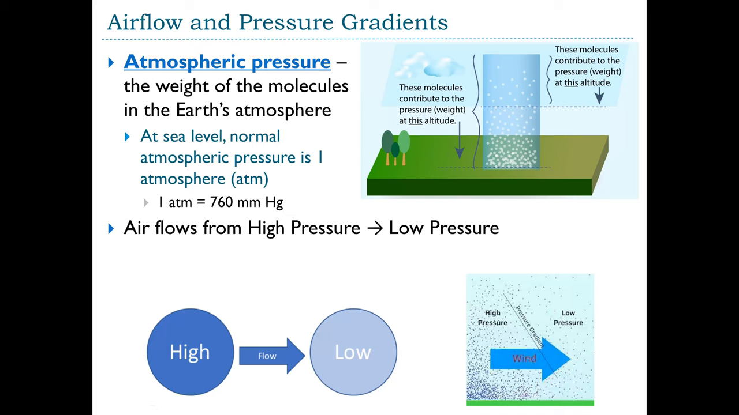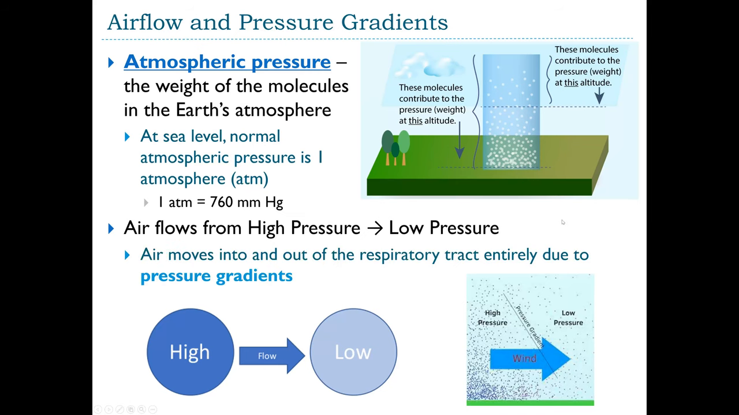So why do we care about pressures in the respiratory system? Well, it turns out that air moves into and out of the respiratory tract entirely due to pressure gradients. So differences in pressure, and the air moving from a high pressure area to a low pressure area, is actually the underlying principle behind how we breathe.